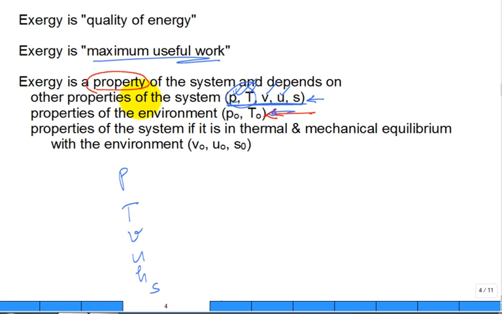And not only is it a function of the properties of the system at its current state, but it's a function of the properties of the system when it doesn't have to get there, but when it would theoretically get to be in thermal and mechanical equilibrium with the environment. And this is a point of confusion. So you say, oh, that's V naught, that's U naught, and that's S naught. What exactly is V naught, U naught, and S naught? And you have two choices. It's a property of the environment, or it's a property of the system. Which one is it?